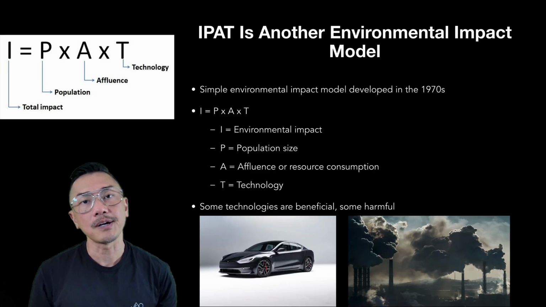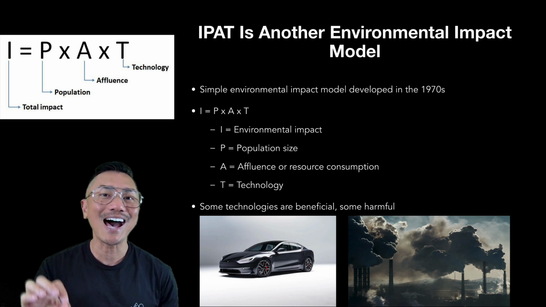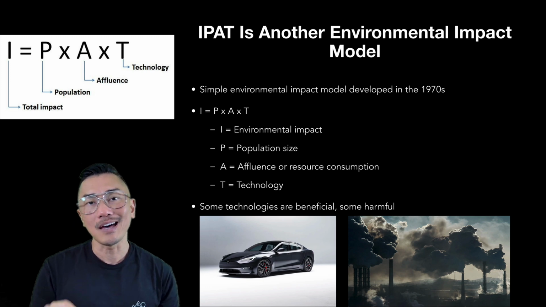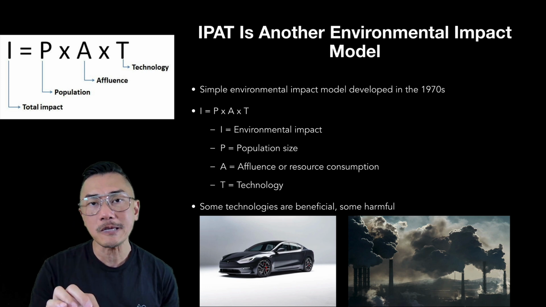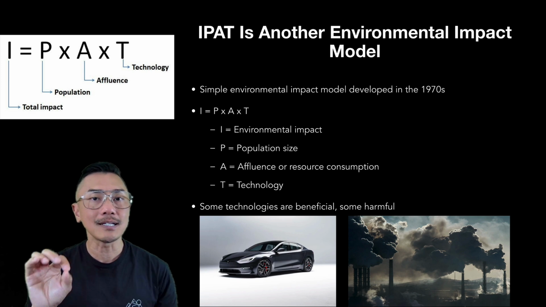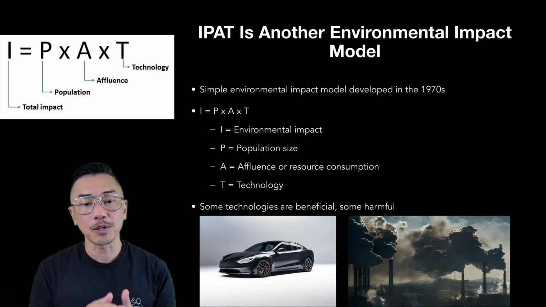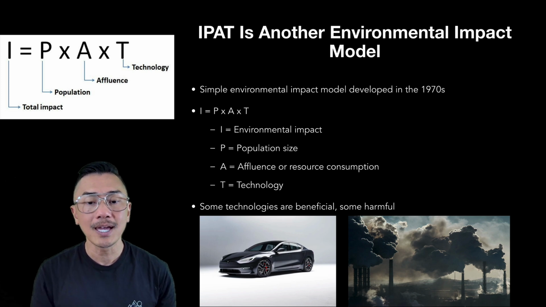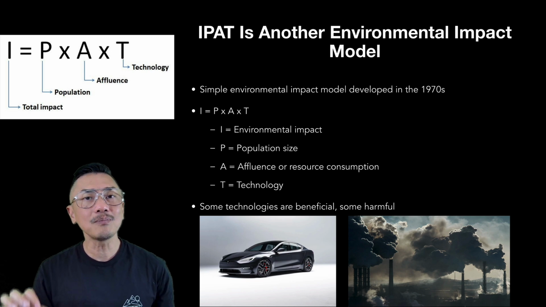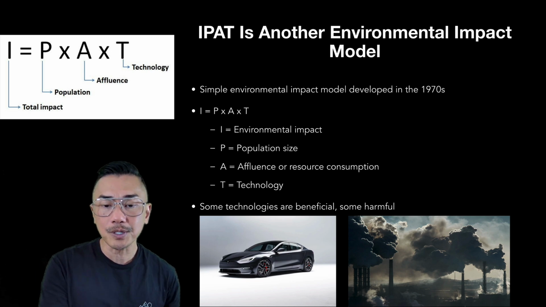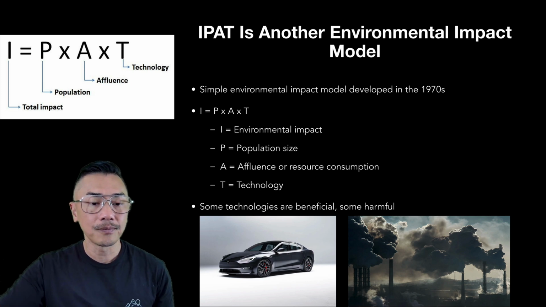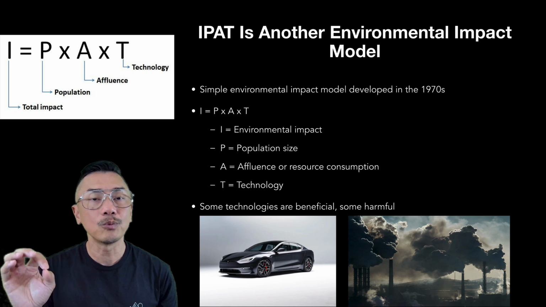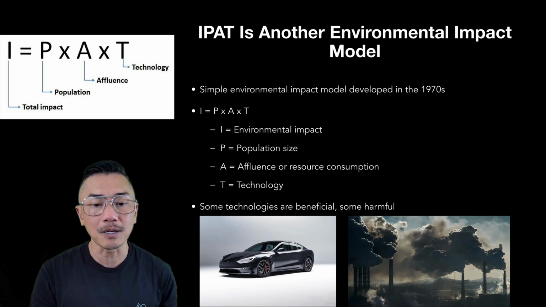Another way to understand our environmental impact is through the IPAT model. Developed in the 1970s, this model states that I is equal to the product of P, A, and T, where I is the environmental impact, P is the population size, A is affluence or resource consumption, and T is technology. Some technologies are beneficial, reducing our impact, while others are harmful. Any increase in population size, affluence, or technology will lead to an increase in environmental impact.